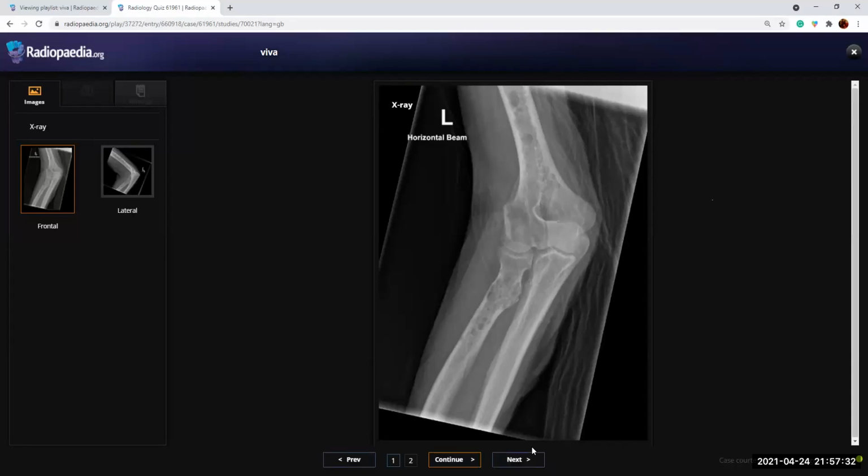Sorry, ma'am. The patient is having elbow pain. Elbow pain. Okay. So this is the frontal and the lateral radiograph of a skeletally mature patient.